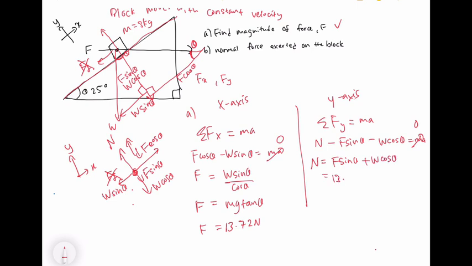And if I plug everything in, F sine 25 plus W cos 25, I do not have enough space. If I click that real quick on the calculator, I get 22.47 newtons. So that's my normal force. Yay! So we answered two parts of this question.